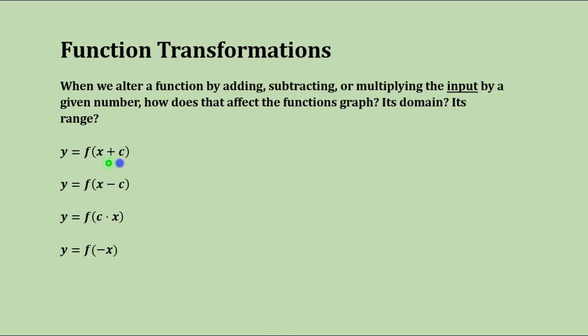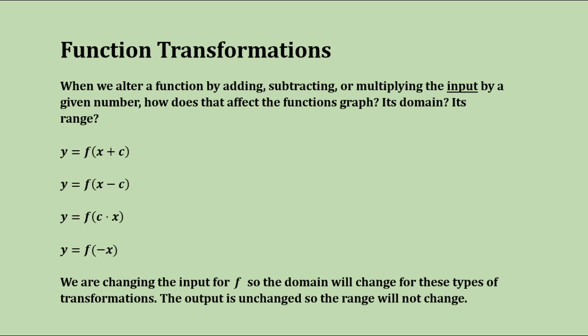So notice we're adding or subtracting or multiplying or maybe negating the input only. The output is going to stay the same for these types of transformations. So we're only changing the input, and therefore that's only going to affect the domain, possibly, for these types of transformations. The range will remain unchanged. So for instance, if we have a function with a finite domain and a finite range, the domain will be affected, the range will be left alone.